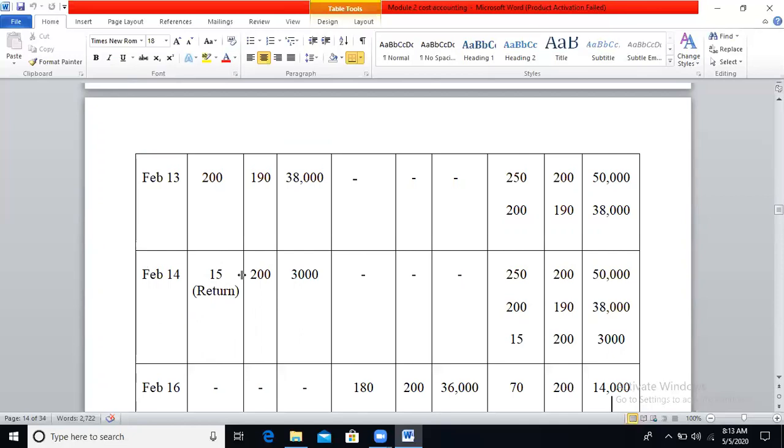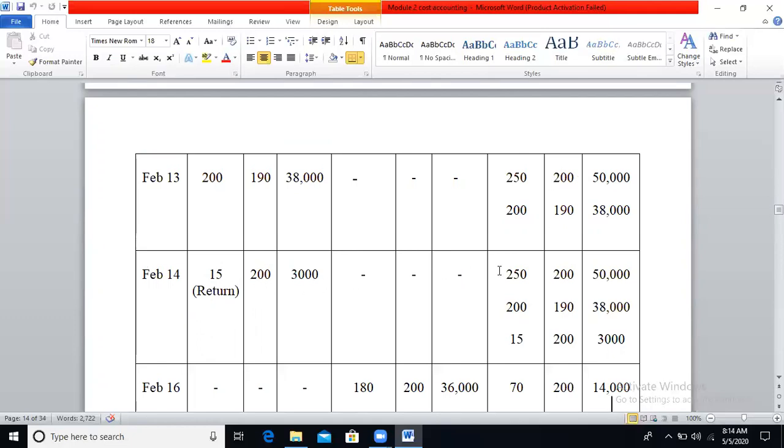Whenever they have not given the price for the returns, then the price which is prevailing first in the balance column, that price only you will consider for the return. So here we are having 200. So that should be considered. 15 into 200, you will get 3000.